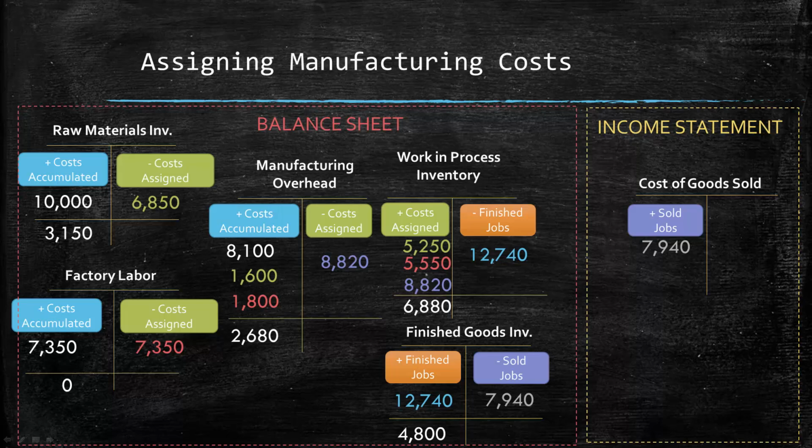Okay, so now we've walked through the whole entire process of job order costing and all of those journal entries we need to do for the accumulation, the assigning, the completion, and the sale of a job.